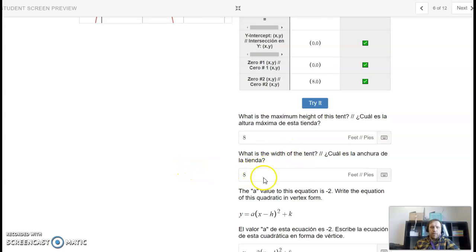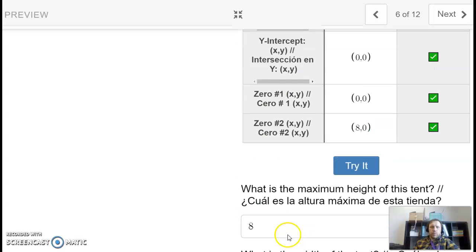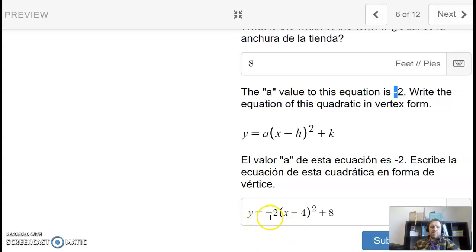And so if we know that the a value is -2, you should have come up with the equation. Let's see, scroll down. y equals -2, that makes it open down, times the quantity x minus 4 to the second power plus 8. Any questions? All right.